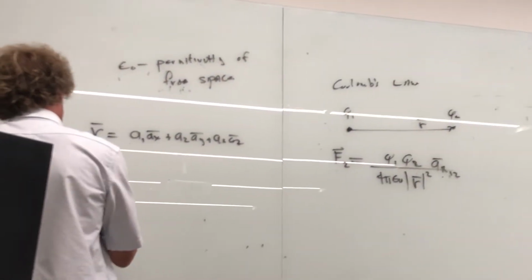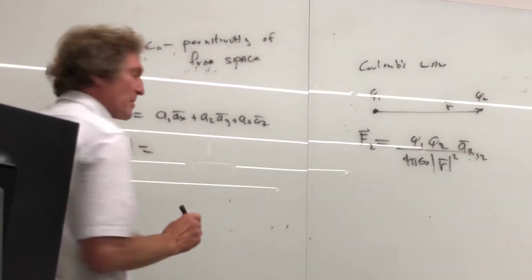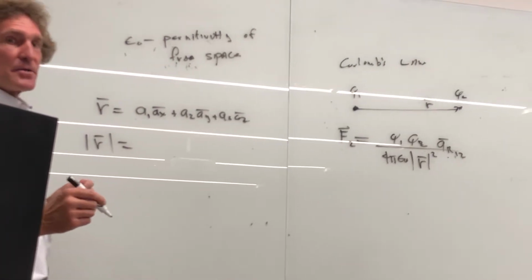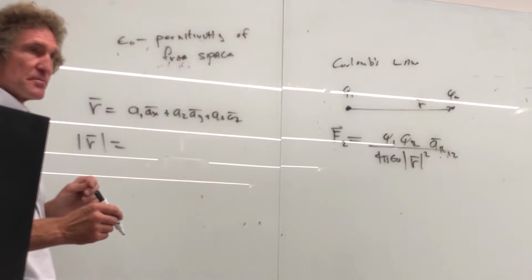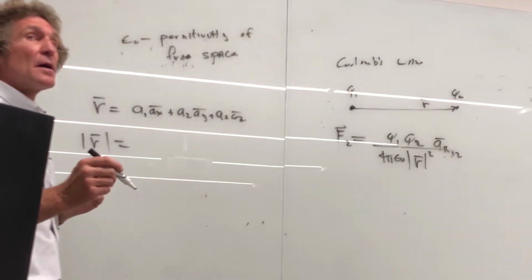To get the magnitude of R, how do I do it? Anyone? How do you get the magnitude of anything? If this is an orthogonal system, square root of A1 squared plus A2 squared.